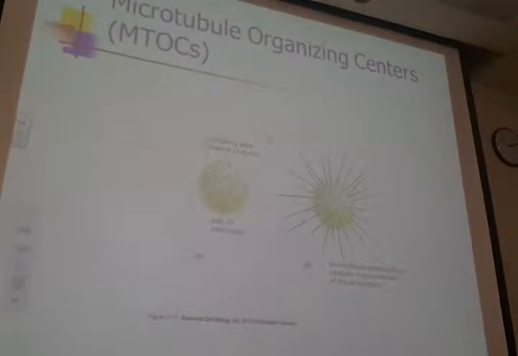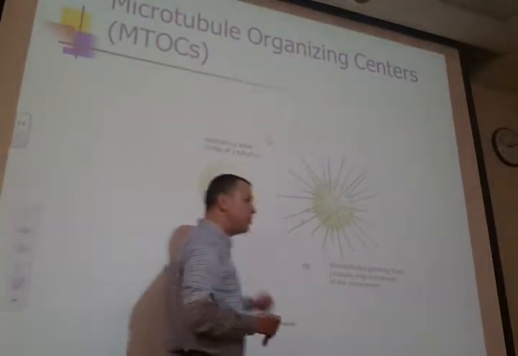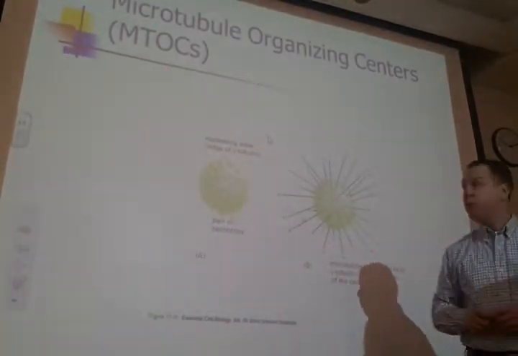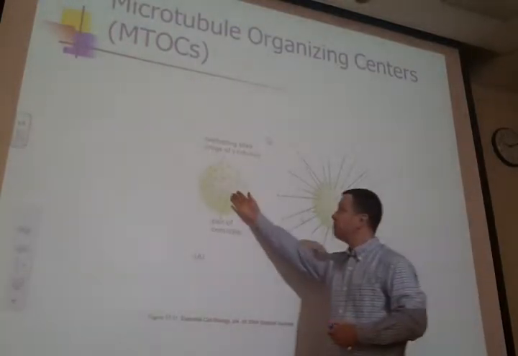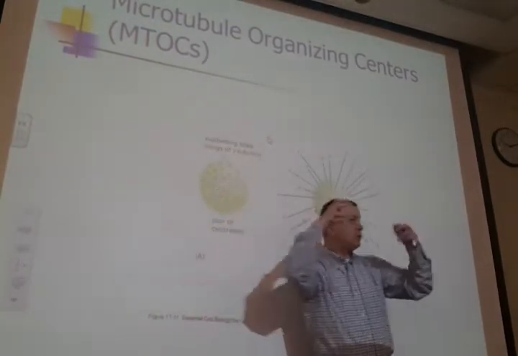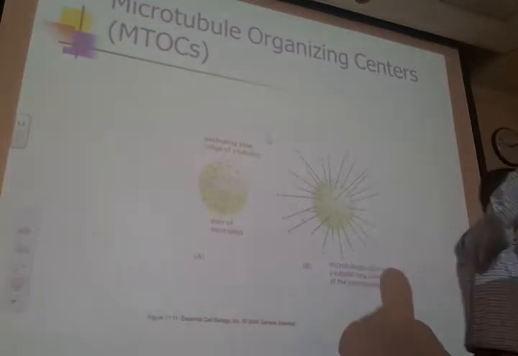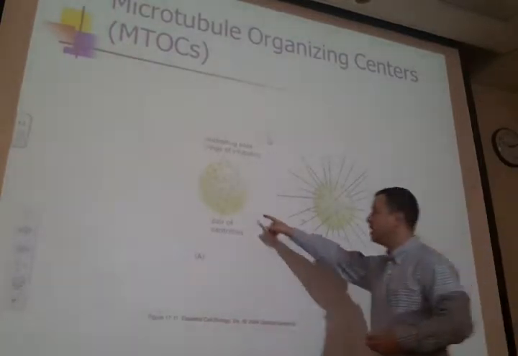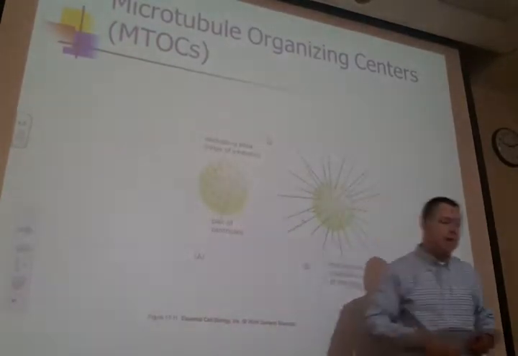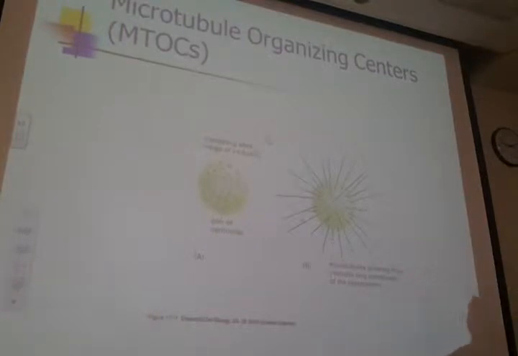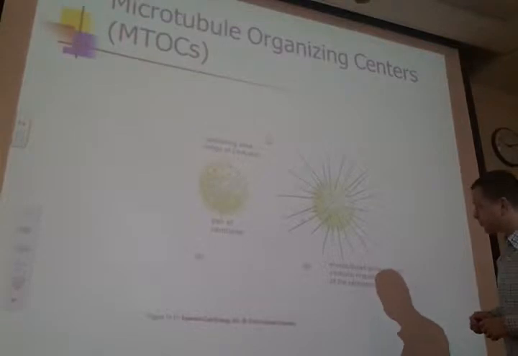And we think that those little rings of gamma tubulin are the starting points for the microtubule itself to organize there and start growing out from these little rings of gamma tubulin that are embedded in this, like I said, gelatinous stuff of the centrosome.